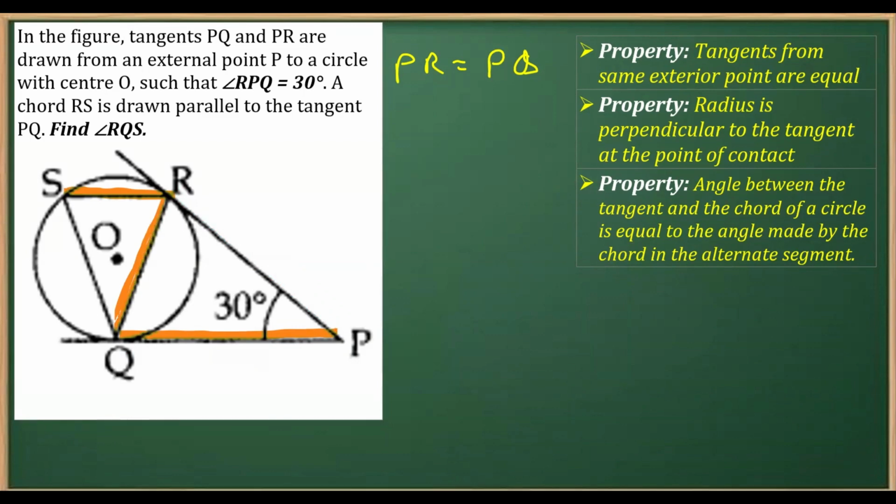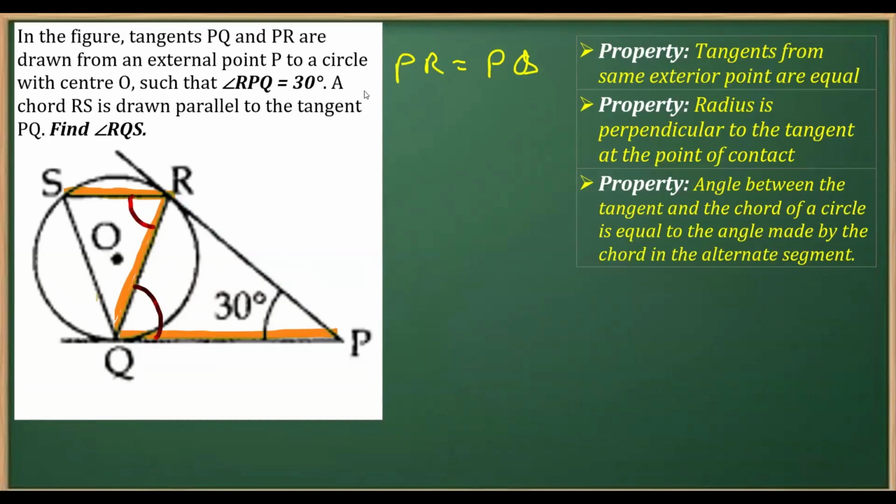Now check what we have to find out: the angle RQS. This angle is what we have to determine. First thing, when I saw that these two lines are parallel, what came to my mind is that these are alternate interior angles. So we have these two angles as equal.